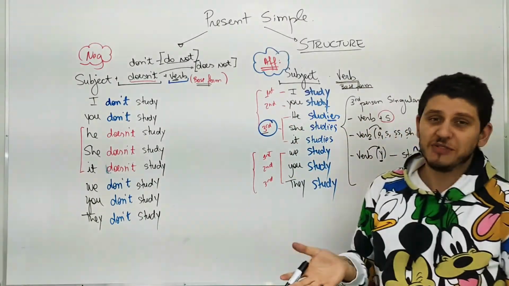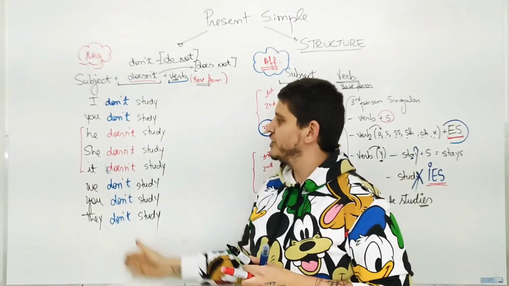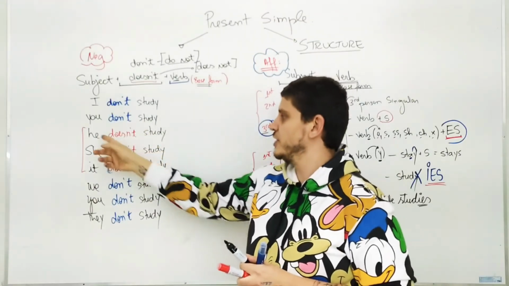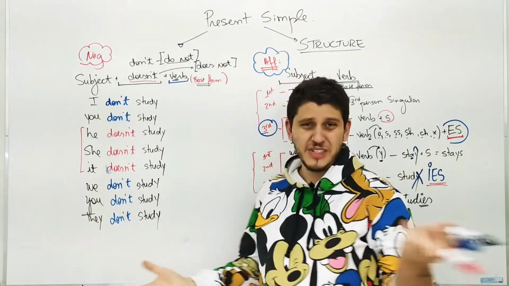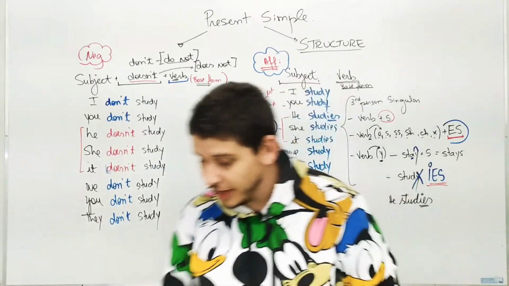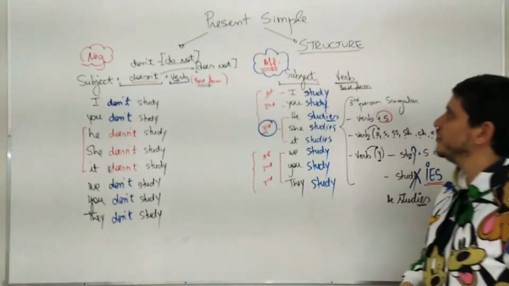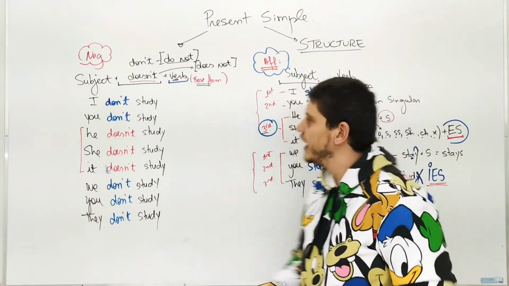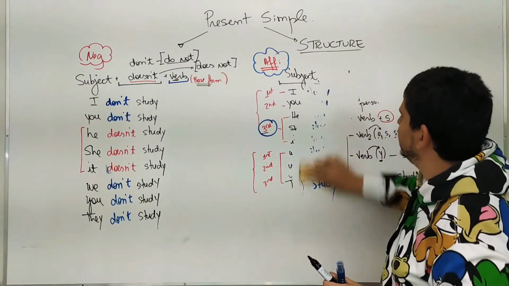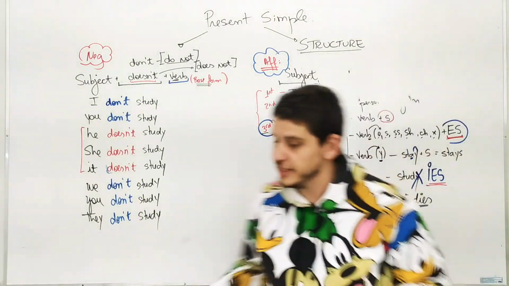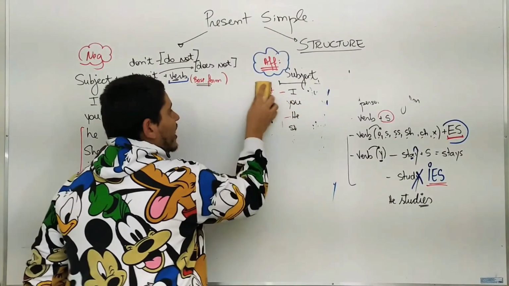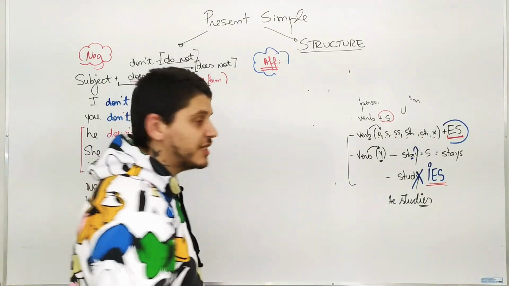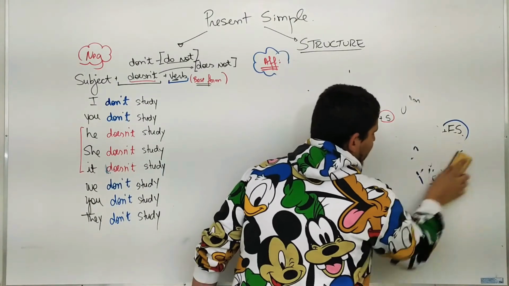So in the negative, it's very easy because we have just to change don't and doesn't. We have to choose them. Of course, for he, she, it doesn't. Very simple, okay? So we've covered the affirmative, we've covered the negative. Let's talk a little bit about the question. And that's interesting. It will help you start conversations. I hope it's going to be helpful for you.